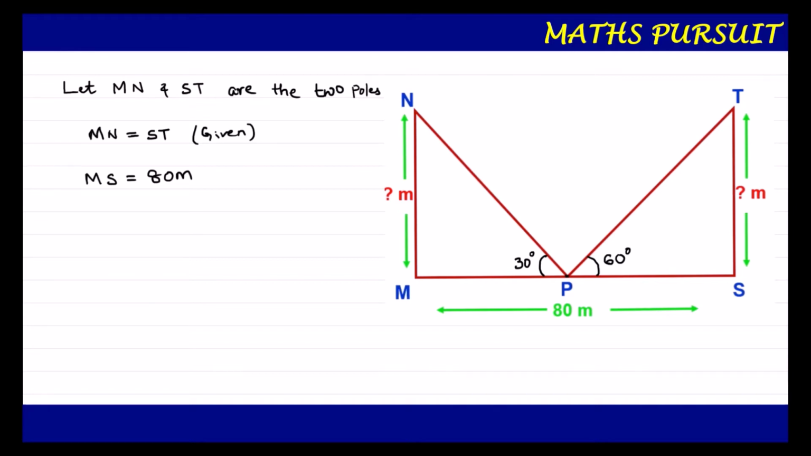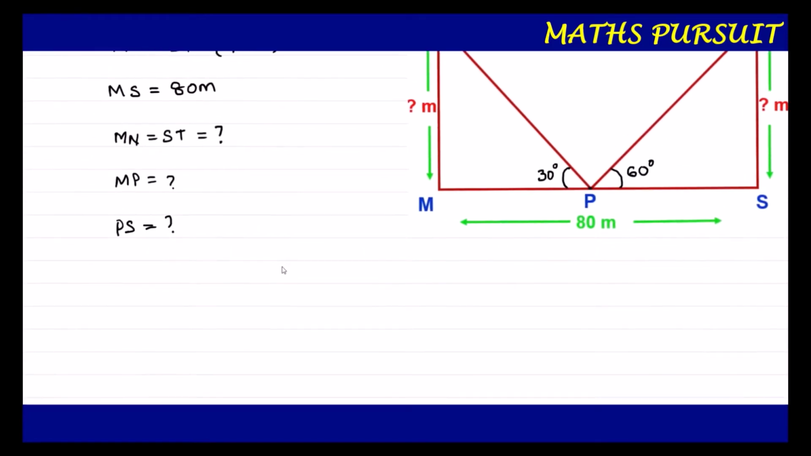This is one part of the question, and the other part says find the height of the poles and the distance of the point from the poles. That means we are going to find out MN is equal to ST is equal to how much. The other thing we are going to find out is MP is equal to how much, and PS is how much. The distance between M and P and the distance between P and S is what we are going to find out. These are the asks from the question.